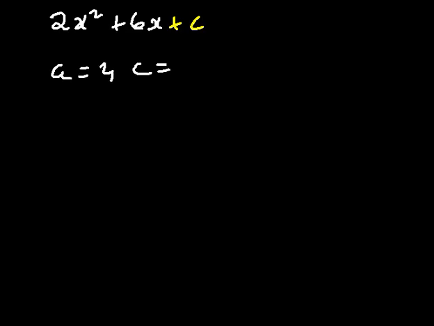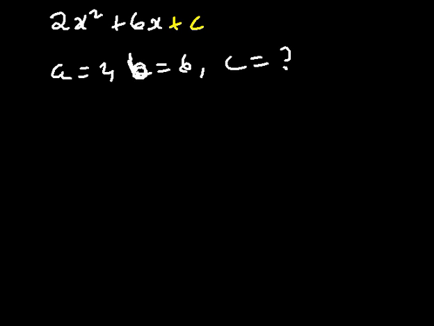So let's say we have 2x squared plus 6x. What value must be added to make this expression a perfect square, or to complete the square? As you can see here, the value which is missing is a constant part. So if that is the case, what is a? We have it as 2. And what is b? We have it as 6. And what is c? That's what we are looking for.